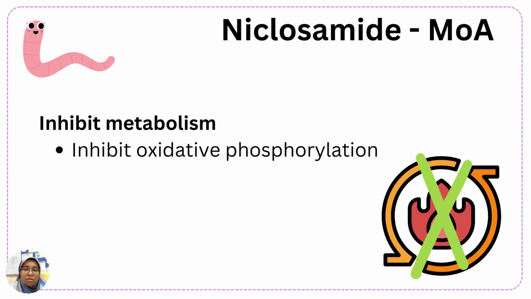So niclosamide mechanism of action is to inhibit metabolism. Okay, so ini je lah kot. Ini dengan additional mechanism of action of benzimidazole tadi yang inhibit oxidative phosphorylation kan. Okay, so inhibit metabolism, what does it do? Inhibit oxidative phosphorylation would lead to dia akan affect the production of ATP lah. So production of ATP will be affected. Then you have no ATP, cannot generate energy kan, so there's no movements of the worms.